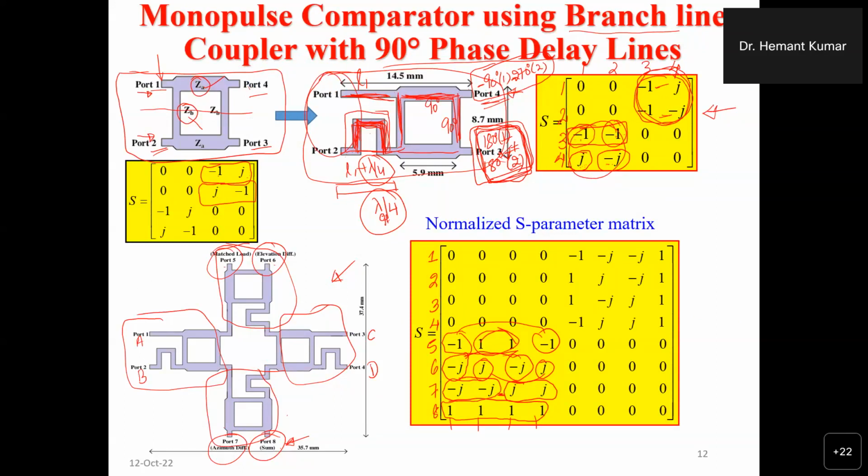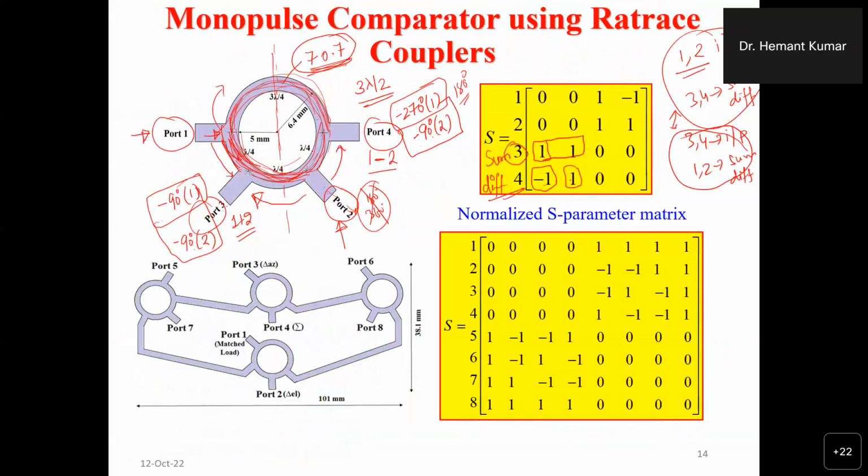But in a rat race coupler, this is, you can say, reciprocal. You can use 1 and 2 as input, or you can use 3 or 4 also as an input. So this is one of the main advantages of a rat race coupler, an additional advantage over a branch line coupler. You can use any two ports as input ports and any other two ports as output ports in the case of a rat race coupler, but this is not the case for a branch line coupler.